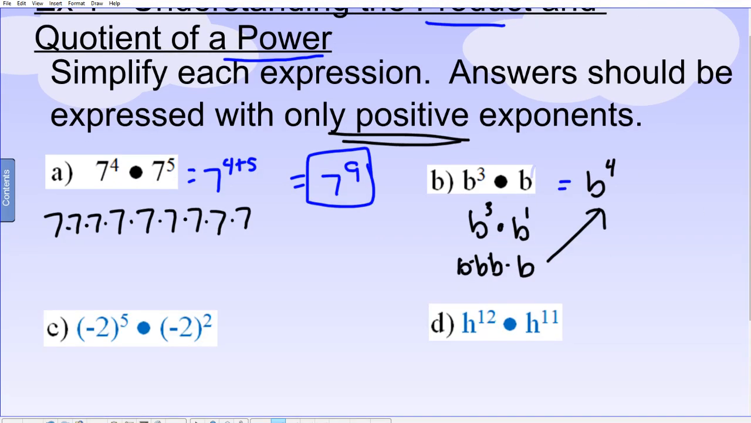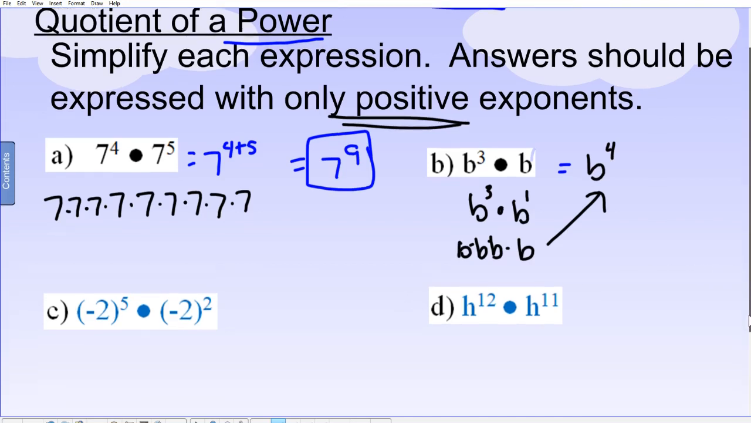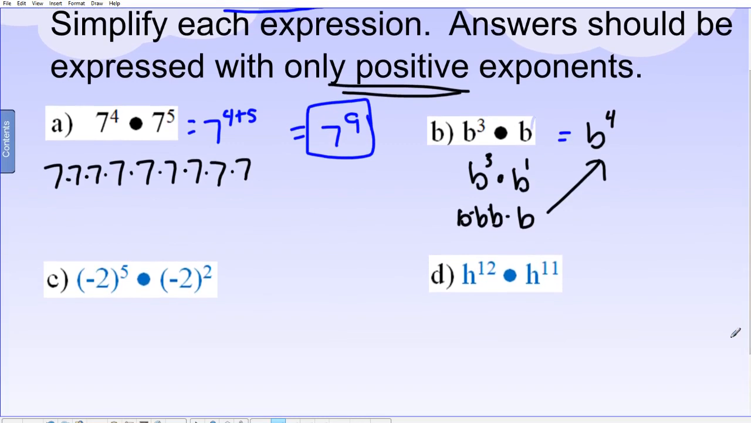Okay? I would like you to try these next two. Now they may look tricky or difficult, but it's the exact same thing. Use the same patterns we did above, and I bet you'll get them right. So go ahead, pause the video, try them on your own. When you're ready to continue, hit play, and we will go through them together.